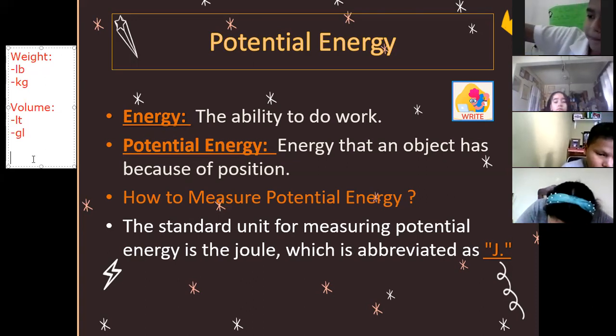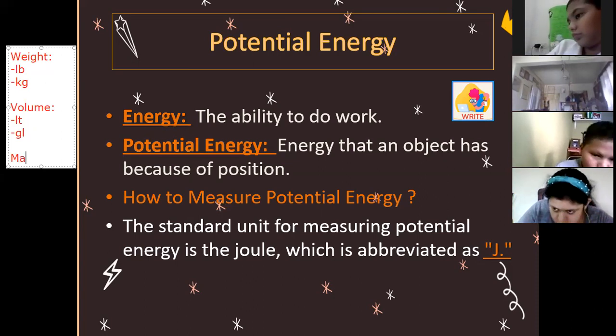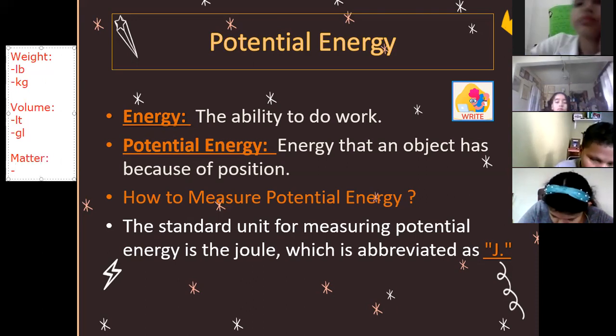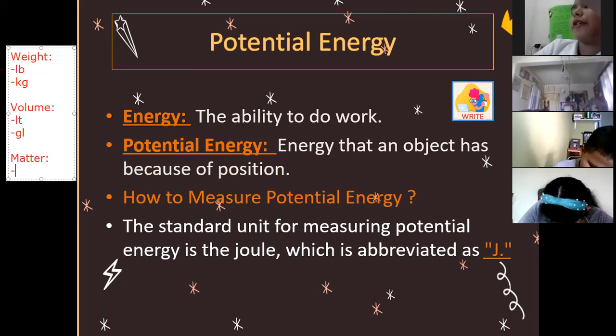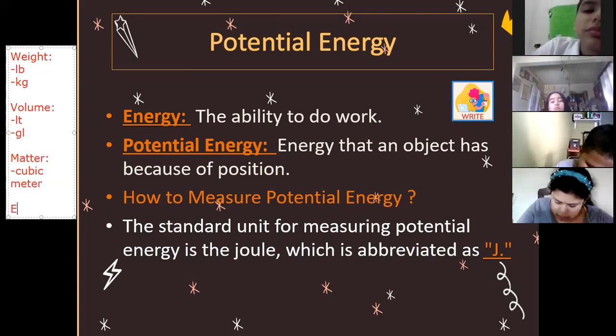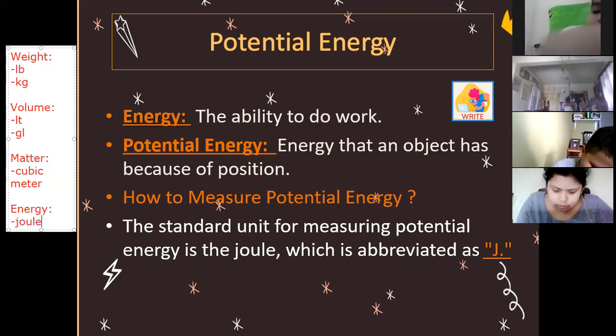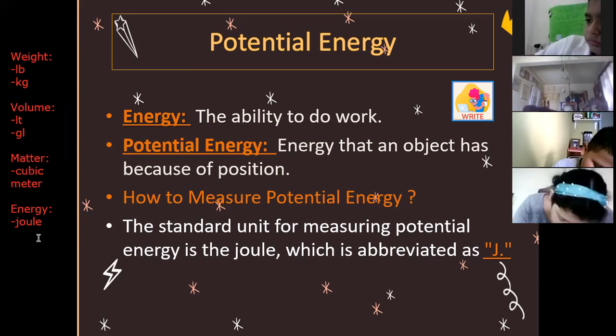You can measure solids, the amount of matter of an object. How do we measure the amount of matter of an object? We can measure in cubic units, like cubic meters. So if we're going to measure energy, how do we measure energy? We have to measure it in joules. That is the unit of measurement.